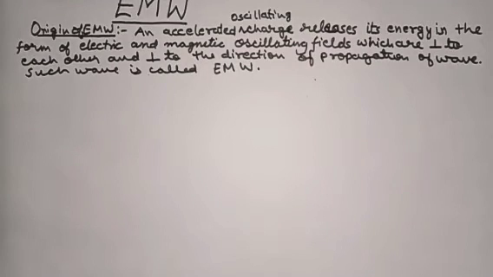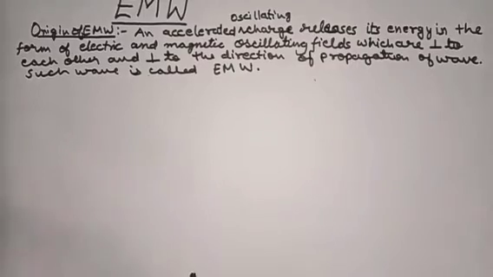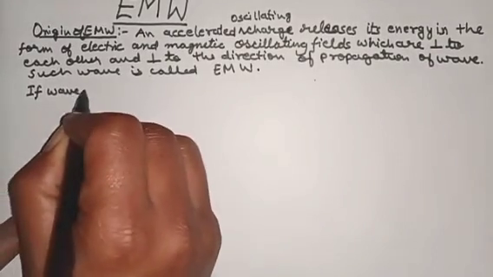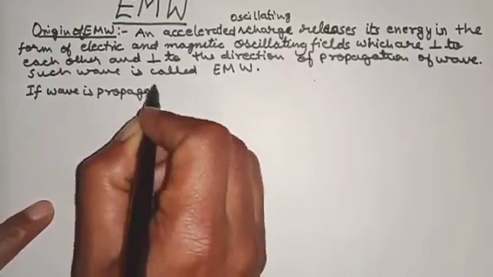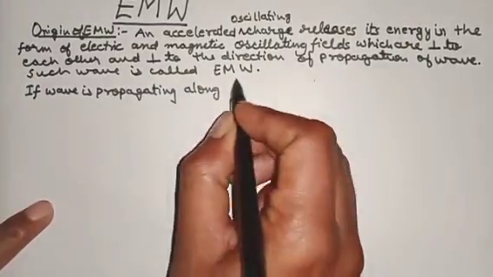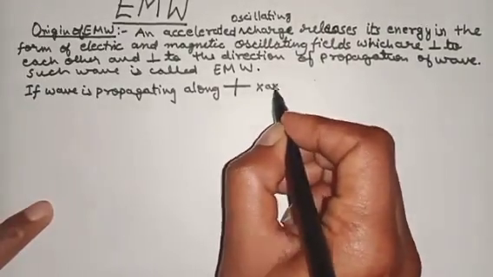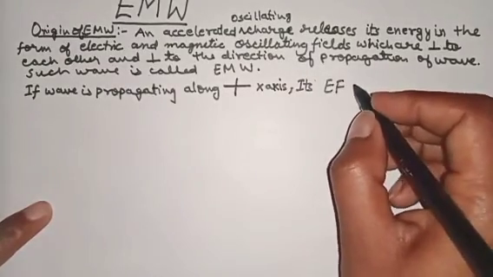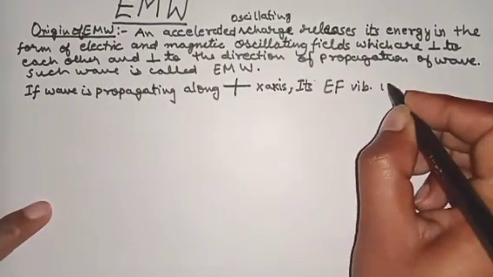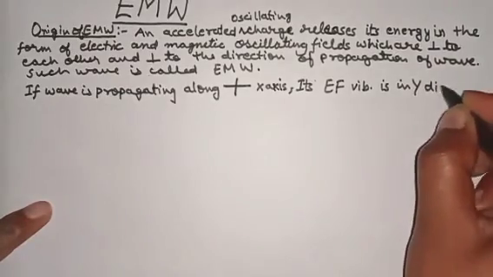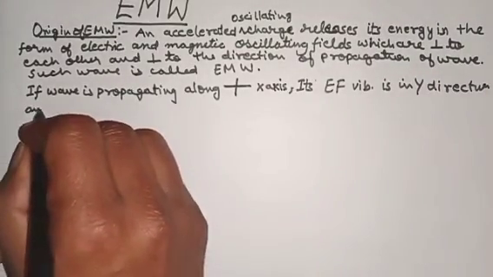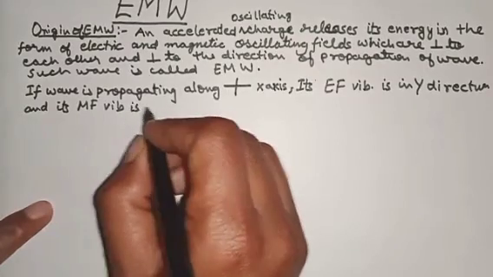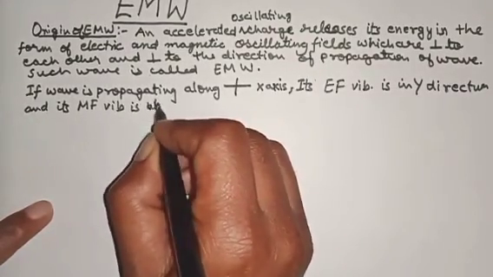This wave is a transverse wave, and how does it look? For that, we can give its mathematical equation. There are certain conditions. If the wave is propagating along the positive x-axis, its electric field vibrations are in the y direction, and its magnetic field vibrations are in the z direction.